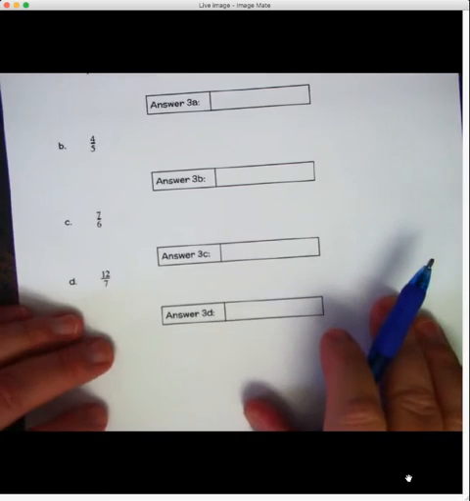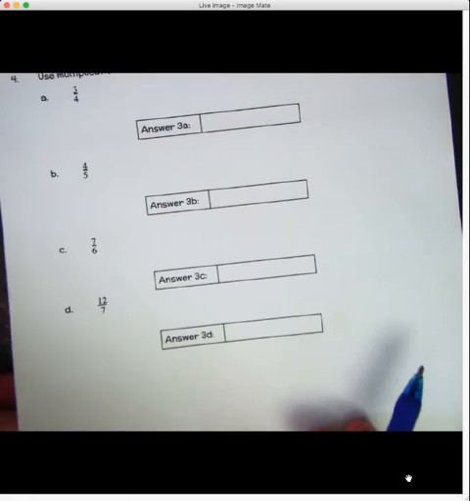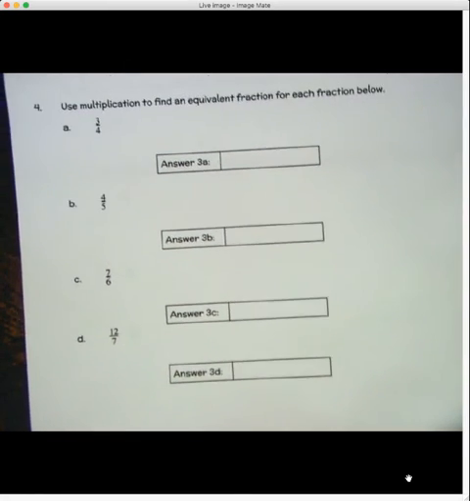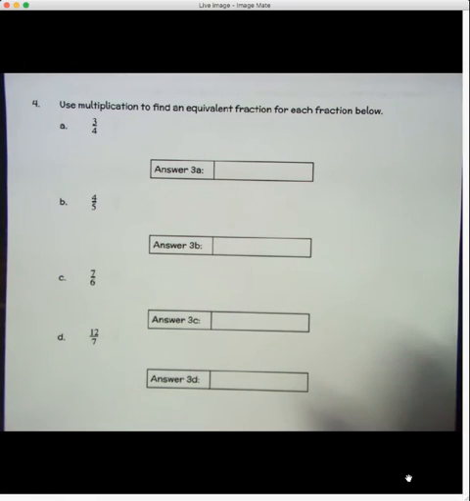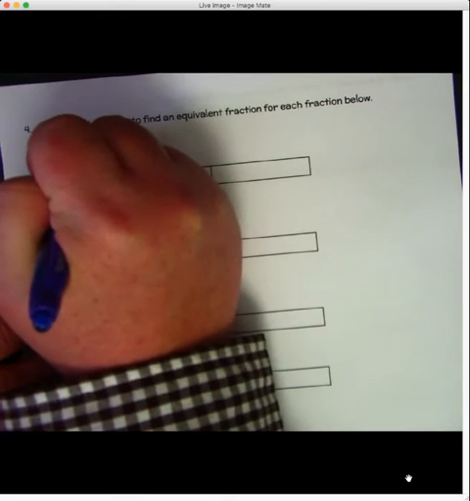Oh boy, we've got a bunch to do today. Except this time, we're going to use multiplication to find an equivalent fraction for each fraction below. So what we can do on this part, and on your homework part, I've just got it multiple choice. You've just got to find which one matches. We can pick any number, and we can multiply the top and the bottom number by that number to get an equivalent fraction. So let's just pick the number 2.